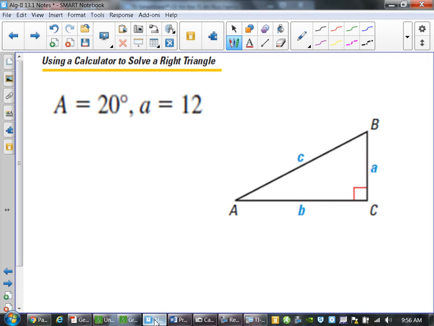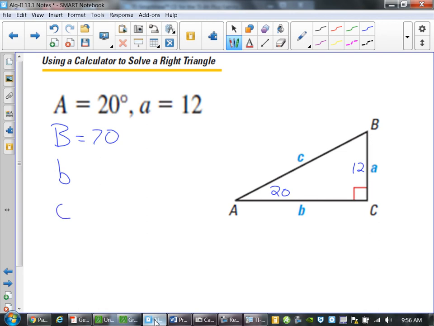So if it says solve the right triangle, that means you have to have 3 angles and 3 sides. So they're giving you one of the angles and one of the sides. This is implied when you have the capital letter and a degree symbol. What's angle B? 70. So I know that angle B has to be 70. I still have to find side B, and I have to find side C.